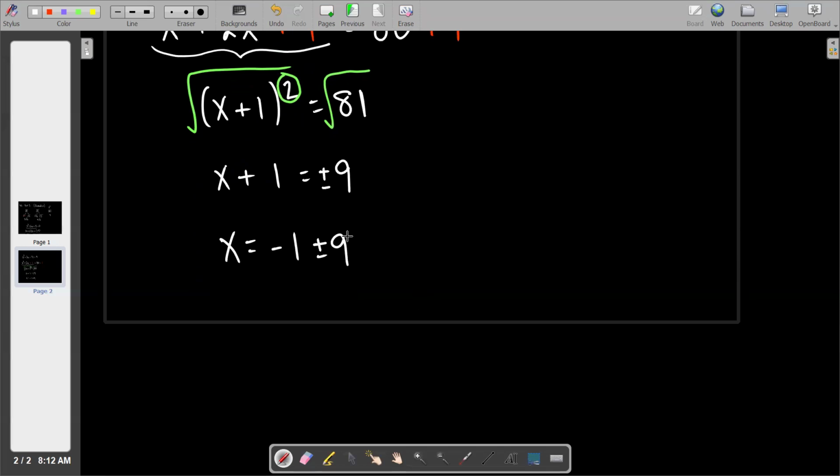Now, there are 2 pathways that we have to travel here. One of them is called plus, right? And the other pathway is called minus. And so we trace the pathways independent of each other, and that's where we'll get our answers. So if you take the red pathway, what is -1 plus 9? So one of our solutions is 8. And if we take the yellow pathway, what's -1 minus 9?